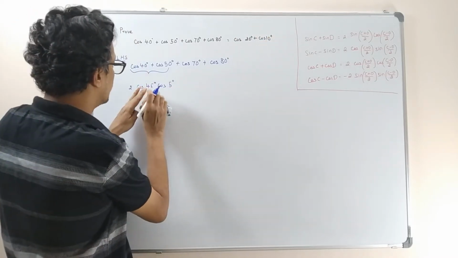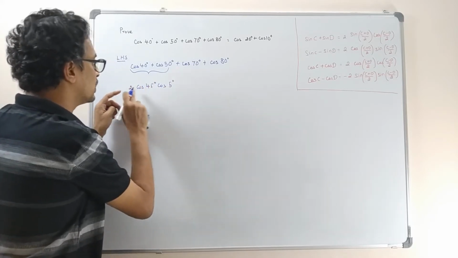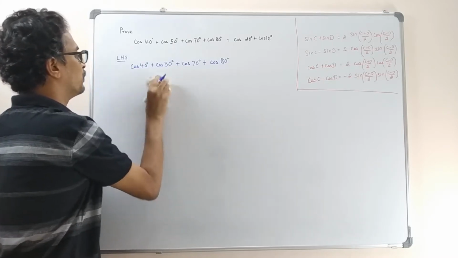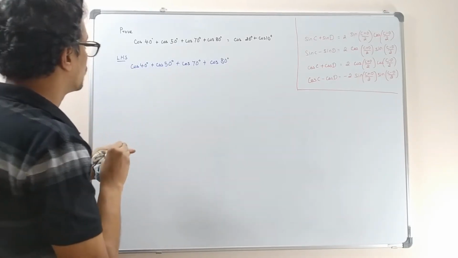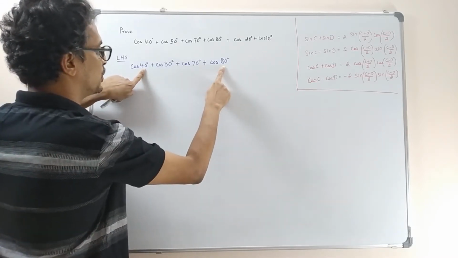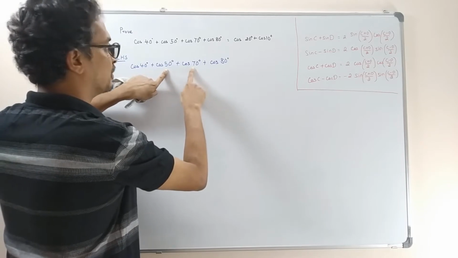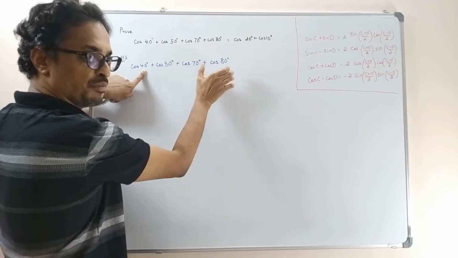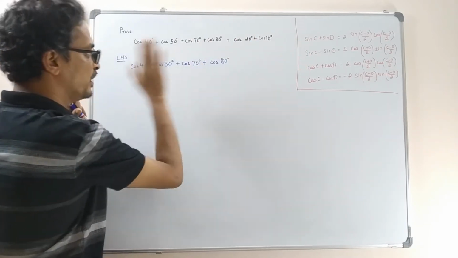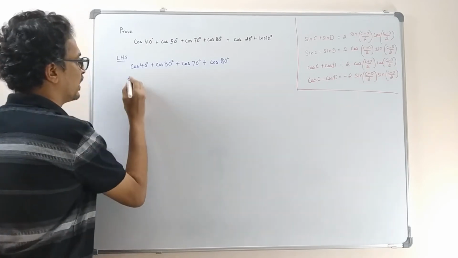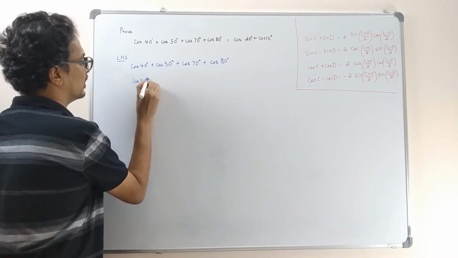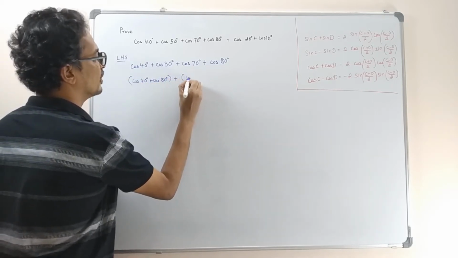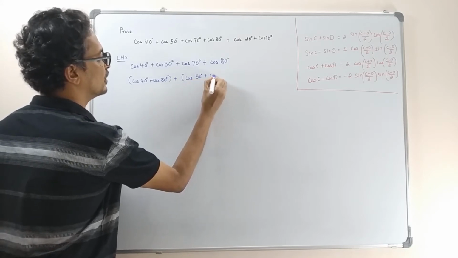So you shouldn't combine arbitrarily. Let us see if there is any other way I can combine. Suppose first 40 and 80, and 50 and 70. 40 and 80 sum to 120, and 50 and 70 also sum to 120. When the sums are the same, then you can use this factorization formula and combine those two numbers. So I am going to rearrange it as cos 40 degree plus cos 80 degree plus cos 50 degree plus cos 70 degree.